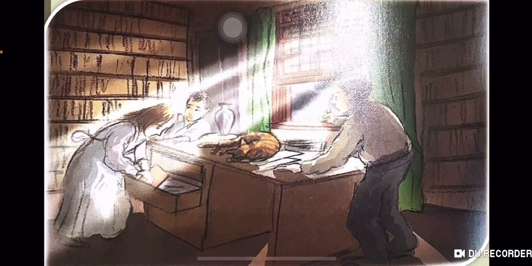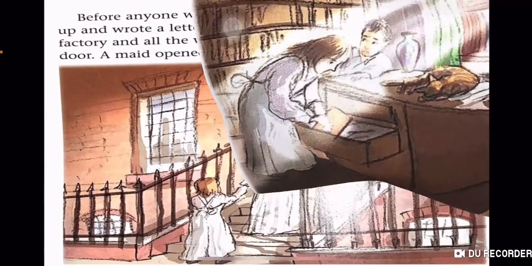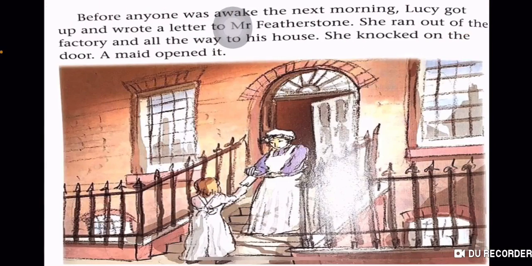Here the children found the address book and they are looking for the address of Mr. Featherstone to send him a letter to tell him about what Mr. Bleak and Mrs. Bleak did to the children and how they treated the children badly. Here in this picture, Lucy is looking for the address book in the drawers. The cat is sitting on the desk, and George and Robert are waiting until Lucy found the address book.